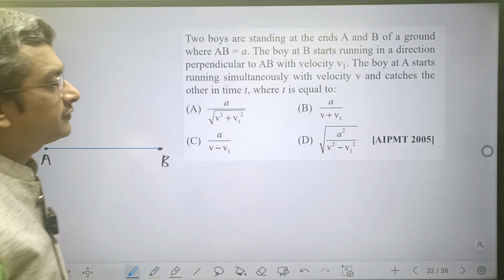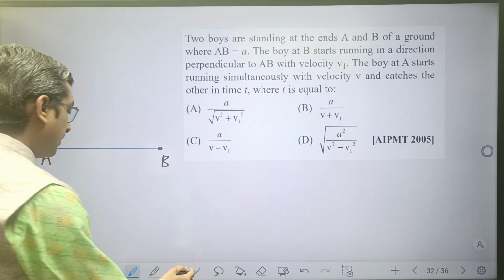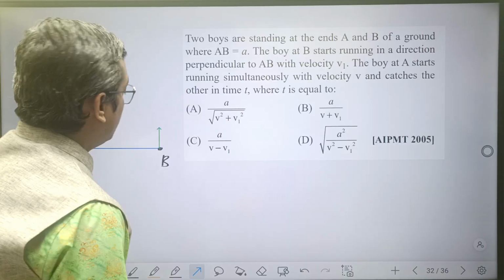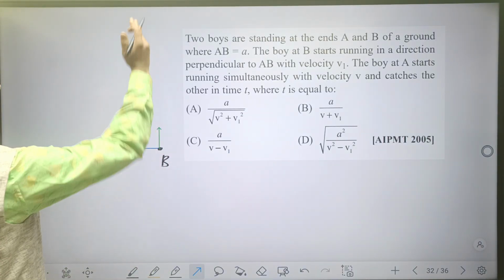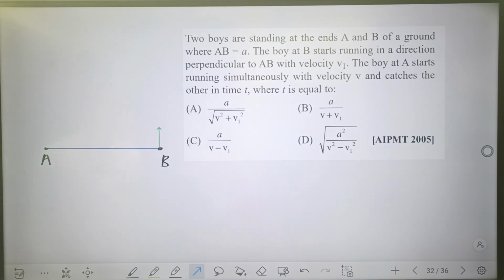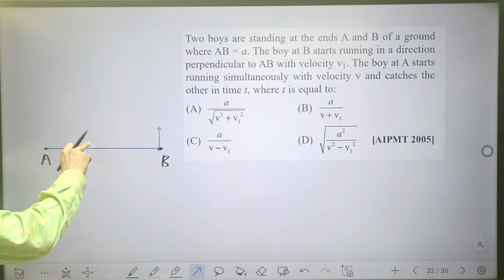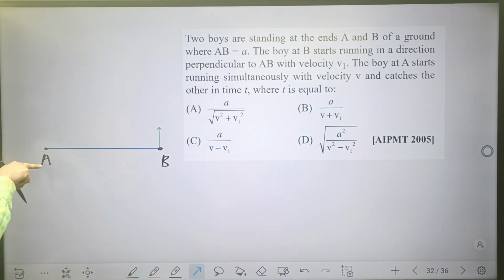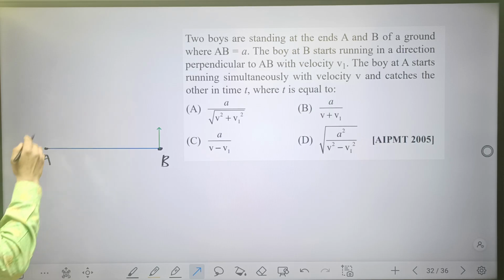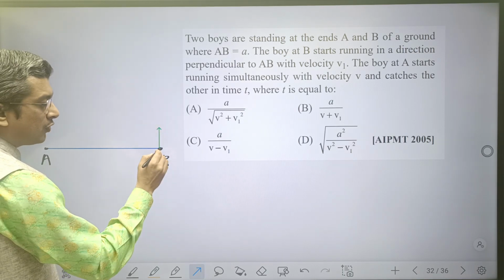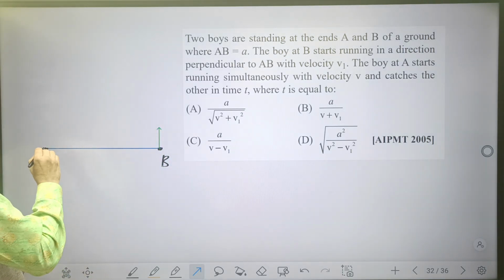Now what happens? The boy at B starts running in direction perpendicular to AB. So this is the direction of motion of boy B, isn't it? It is moving perpendicular to this line AB. Now the boy at A starts running simultaneously with velocity v and catches the other boy. Why is he running? To catch the boy which starts his journey from B. So the boy from B is moving like this, the boy from A is moving like this.